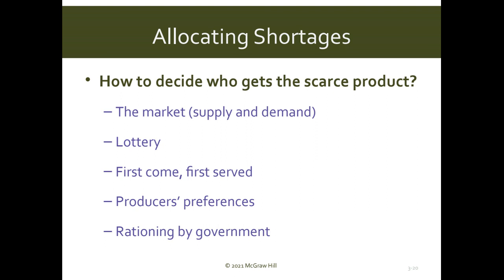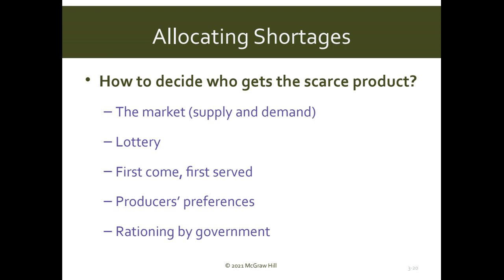Producers' preferences. I remember several years ago when there was a shortage in the rental market, landlords were actually requesting your whole resume, and they were really looking for your jobs, and there were so many things that they were looking for. Why? Because they want their best tenants. So there's a competition, and sometimes their preferences as well. And rationing by government as well. So government can also provide rationing. So these are different options of allocating those shortages.